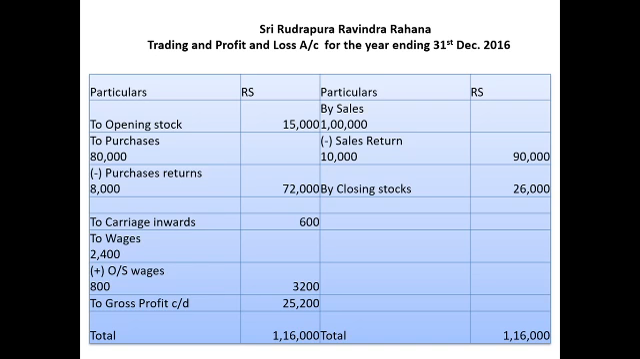On the credit side, sales 1 lakh. From that returns we have to deduct, so 90,000, and closing stock 26,000. When we take the net amount, there is a profit that will be considered as gross profit. So gross profit carried down. Here sales is more than the cost of goods sold. Next we will take that balance to the profit and loss account.